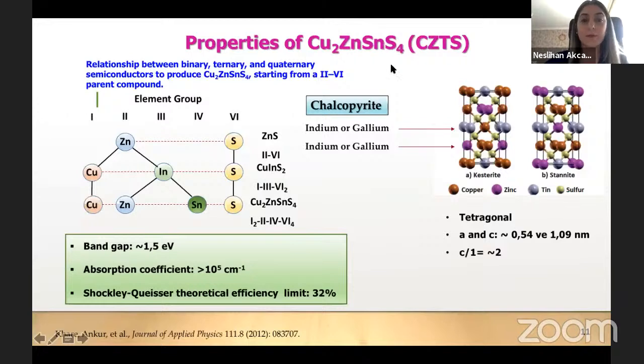So if we look at the main properties of CZTS, you see it crystallizes into two different crystal structures, kesterite and stannite. Kesterite is more stable than the stannite structure according to the theoretical results reported in the literature. It has a band gap value of around 1.5 electron volts, and it has a high absorption coefficient, bigger than 10^5 per centimeter. And the Shockley-Queisser theoretical efficiency limit is about 32% for this kind of material. It has a tetragonal crystal structure.